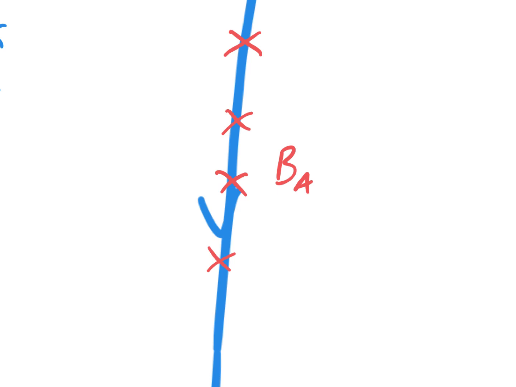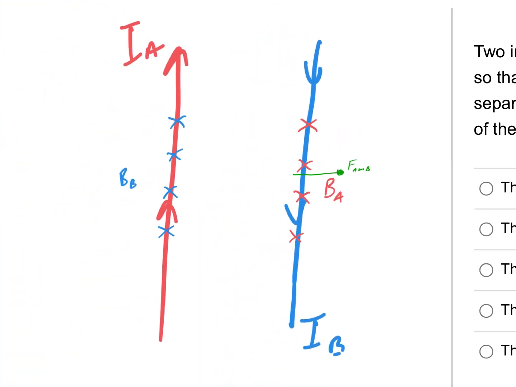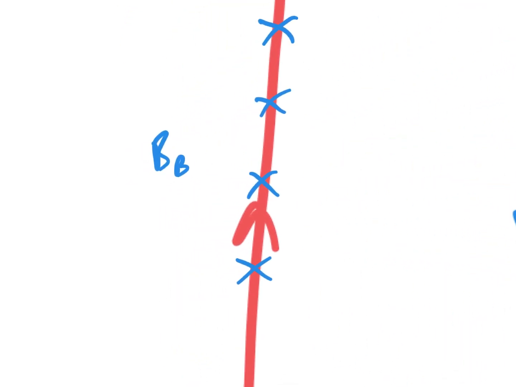Using the force's right-hand rule, I got my current down the page. I've got the magnetic field that's into the page. So I end up with the force of A on B pointing to the right with my thumb. Conversely, current up the page, magnetic field into the page, I end up with my thumb pointing to the left. So that's the direction of the force of B on A.